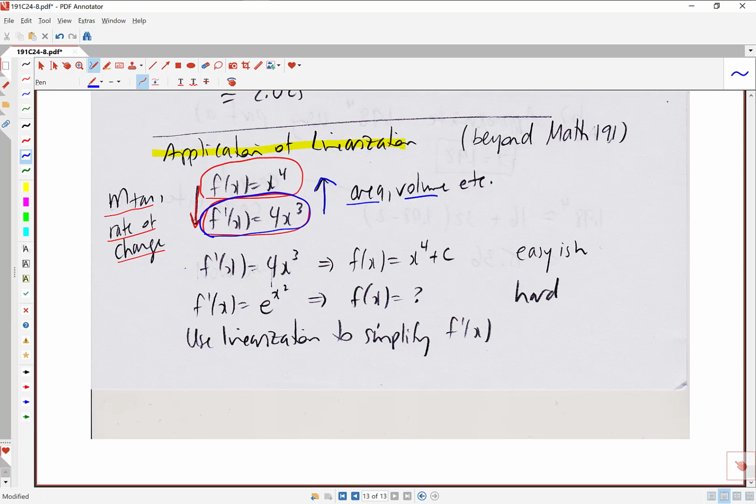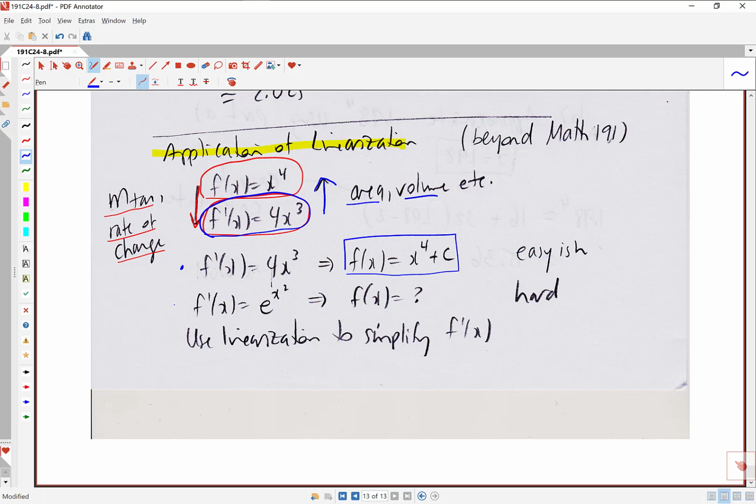Okay, so if someone gives you a relatively nice derivative like 4x cubed, it's easy enough to go backwards and say, okay, that means my original function must have been x to the fourth, or maybe even something like x to the fourth plus 1 or x to the fourth plus 2, because the constant would disappear when you take the derivative. So let's say that's easy-ish.